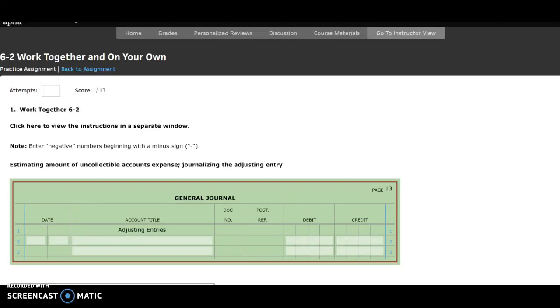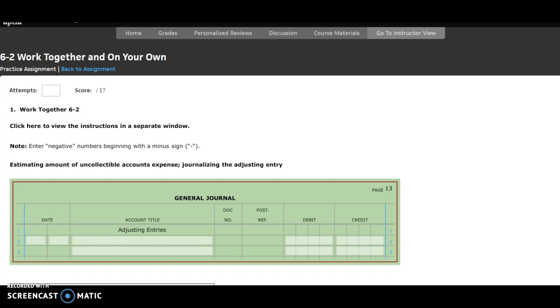Okay, 6-2 work together. In the directions it says general journals and the cash receipts journal are provided for us. Number 1, Lycum Incorporated had net sales of $642,453.29 during the current year ended December 31st. It estimates that the amount of uncollectible accounts expense is equal to 0.8% of net sales. Record the adjusting entry for uncollectible accounts expense on December 31st.